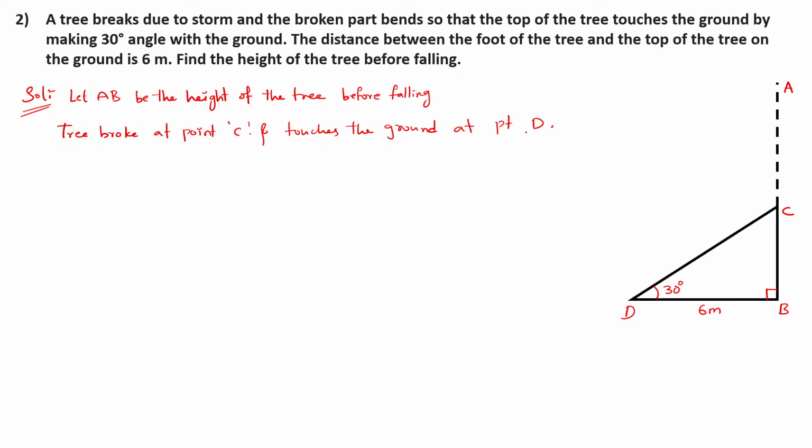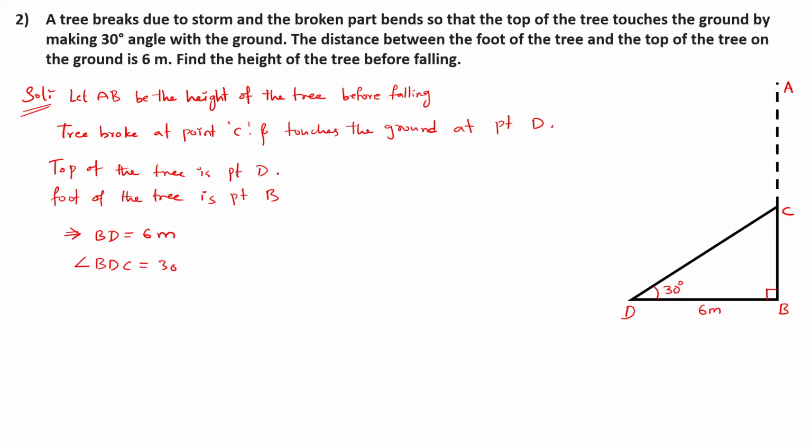So as you see clearly on the screen. Now from the figure, the top of the tree is not A now. The top of the tree is nothing but point D. And the foot of the tree, if you see from the diagram, will be point B. Okay. And the distance between the top of the tree and the foot of the tree is given as BD equals 6 meters. And from the figure, angle BDC is given as 30 degrees.